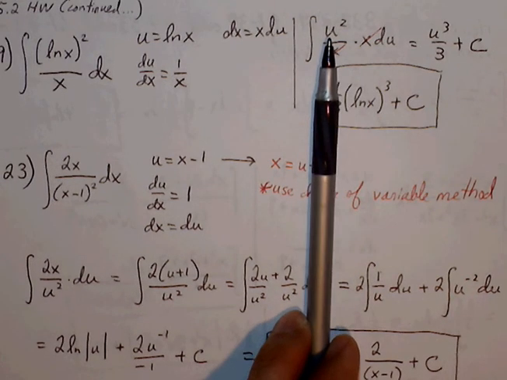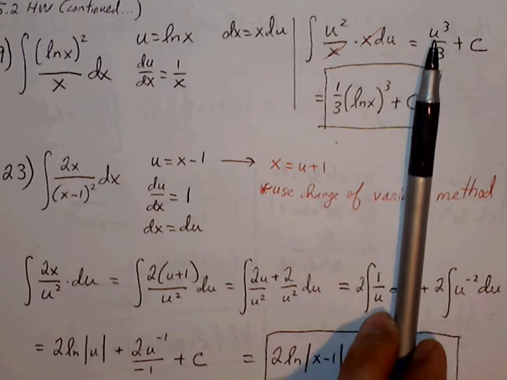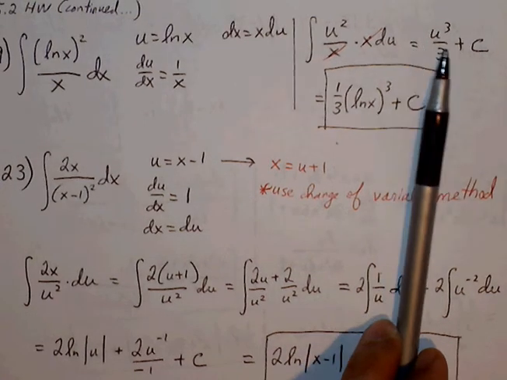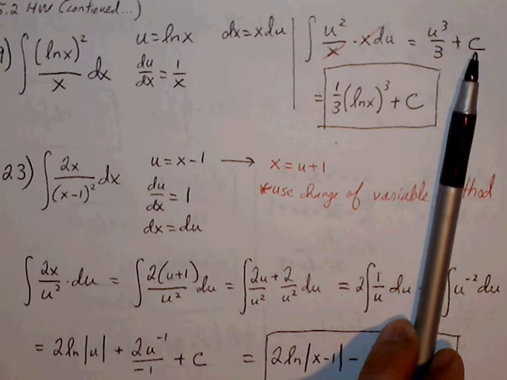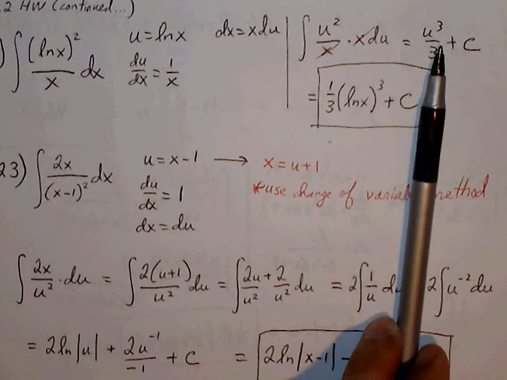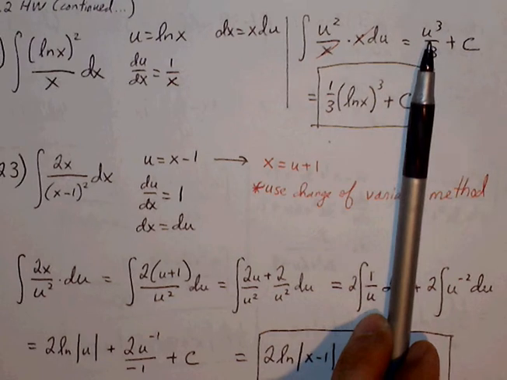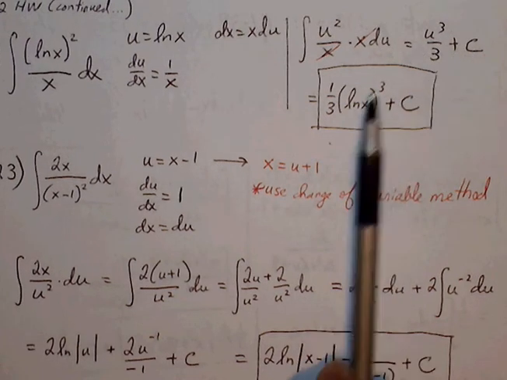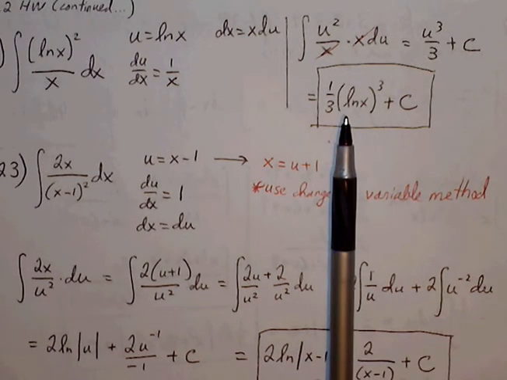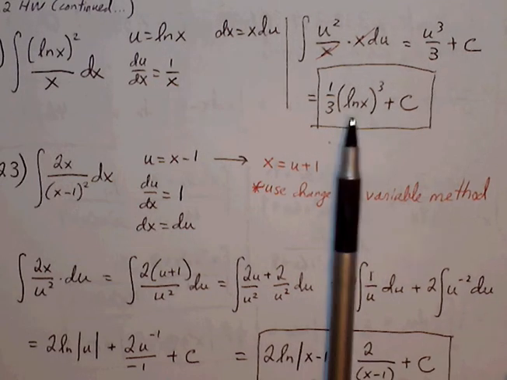Here we can apply power rule. u squared becomes u cubed over 3. The integral sign drops out, du drops out, and we have plus c. And finally, we have to replace. We found our antiderivative. Now we replace u in terms of x, which is 1/3 natural log of x quantity cubed plus c.